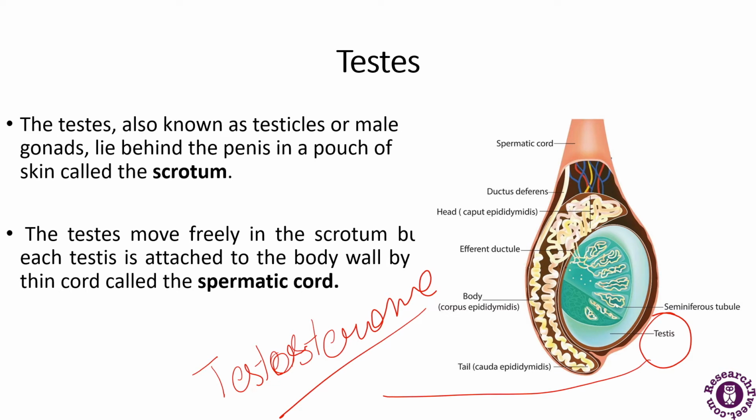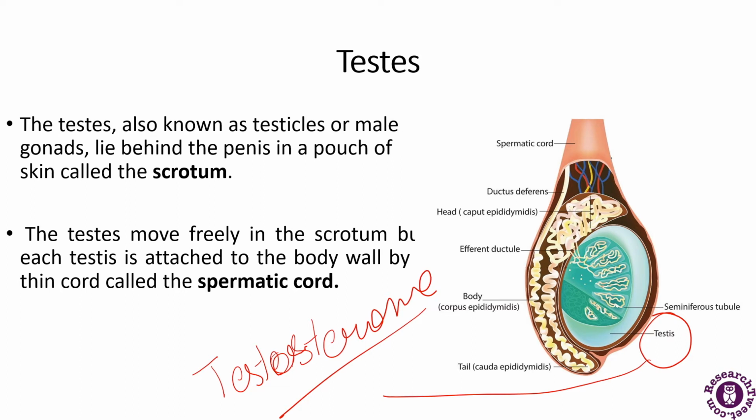Now, the testes are also known as the testicles or male gonads, which lie behind the penis in a pouch of skin called the scrotum. So where does it lie? It lies behind the penis in the pouch called the scrotum. The testes move freely in the scrotum, but each testis is attached to the body wall by a thin cord called the spermatic cord.